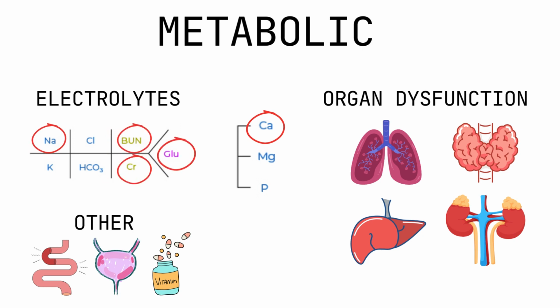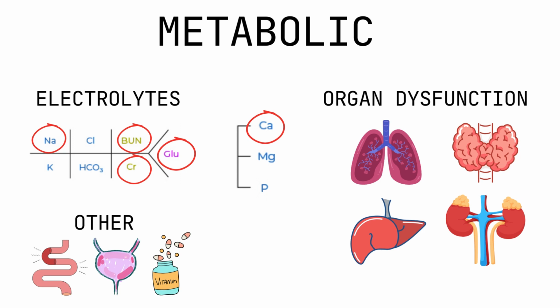Metabolic causes include electrolyte abnormalities such as hypernatremia, hypercalcemia, elevated BUN and creatinine, as well as hypo and hyperglycemia. Organ dysfunction is important to have on your differential. For the lungs, you want to consider hypoxia and hypercapnia. You always want to consider thyroid dysfunctions such as hyper and hypothyroidism, adrenal insufficiency, as well as Cushing's disease.